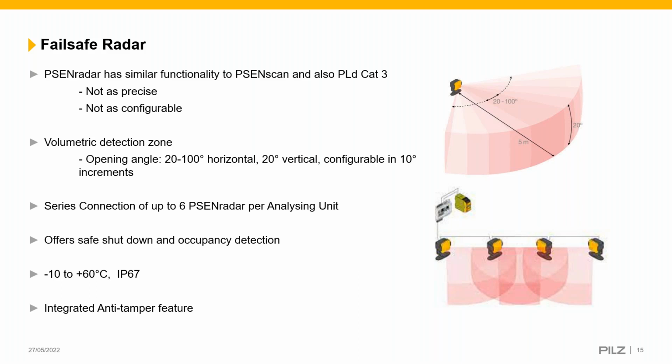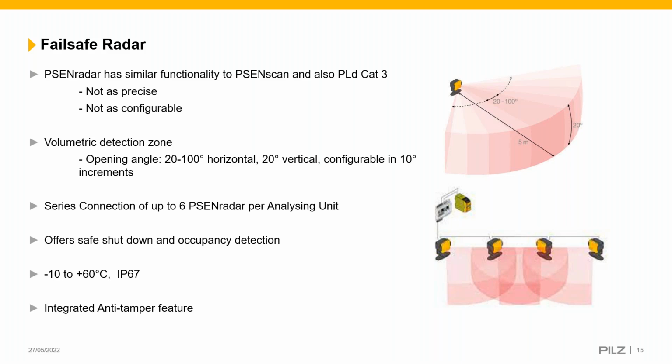Radar is volumetric, so it looks out in its arc, and it has an opening angle of anywhere between 20 and 100 degrees horizontal and a 20-degree vertical. So it doesn't look as wide, but it will look up, and these are configurable in 10-degree increments.